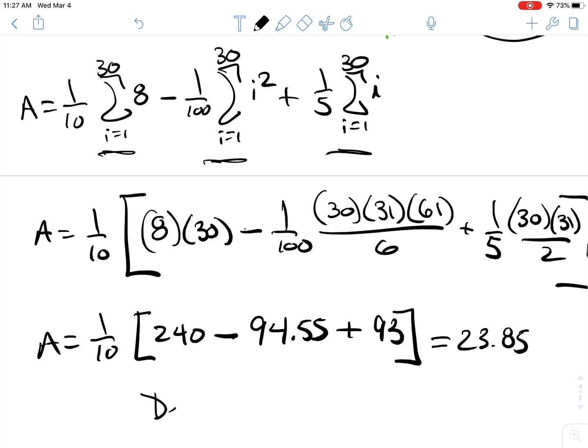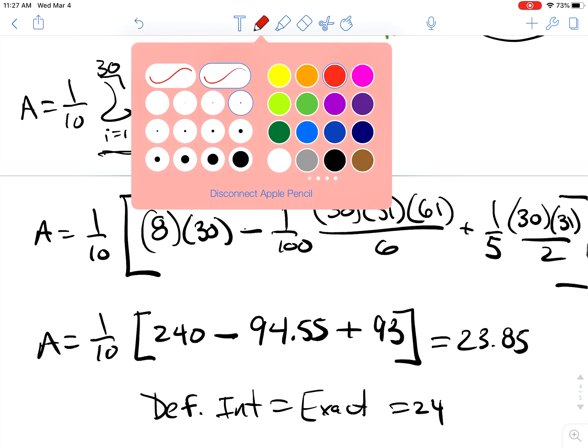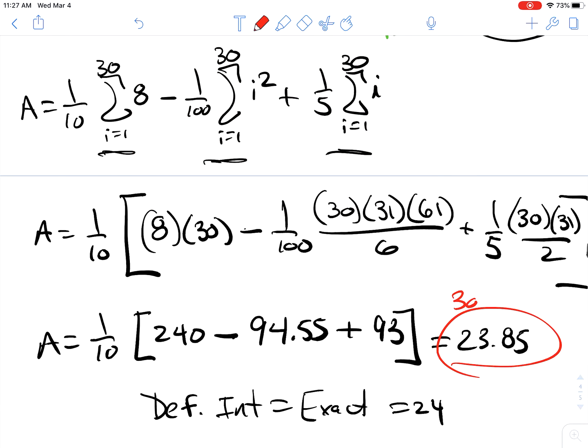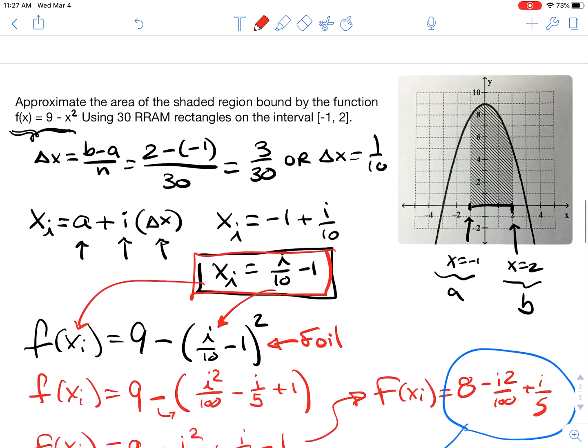And the definite integral answer, which is the exact answer, is 24. So we see that 30 rectangles gave us a good approximation. And this is the exact. So there's your example of using summations with Riemann rectangles to approximate the area of the shaded region under the curve.